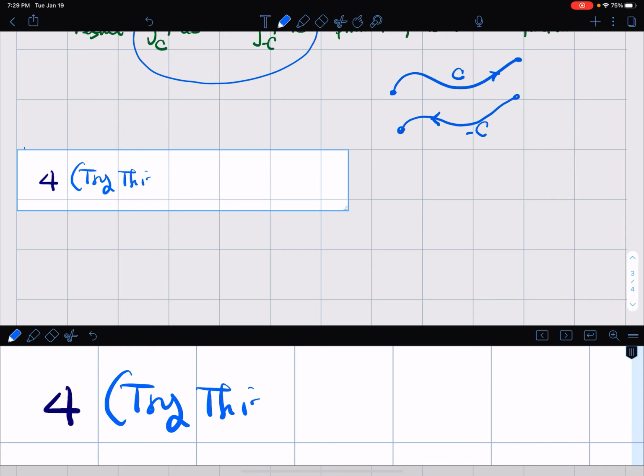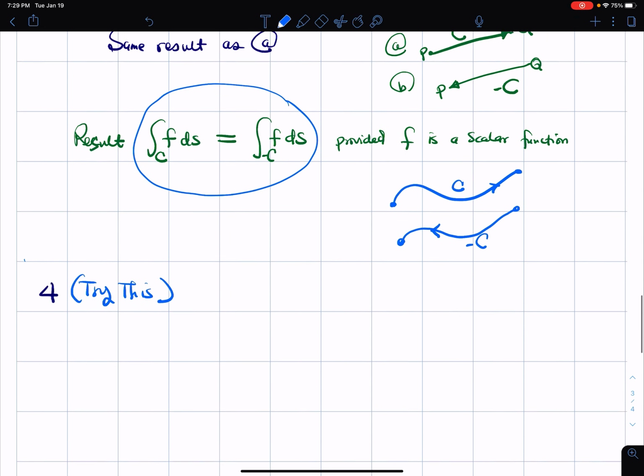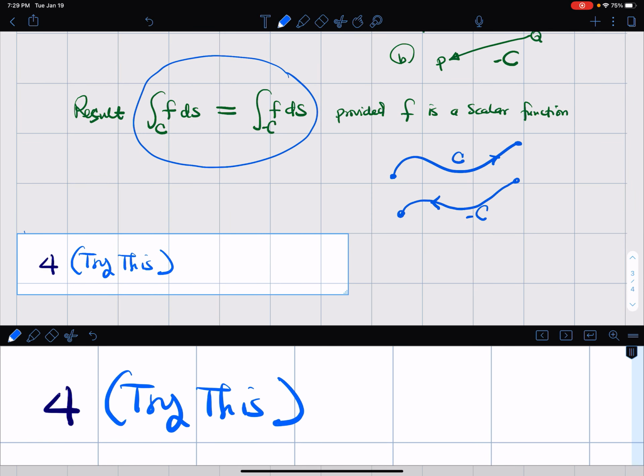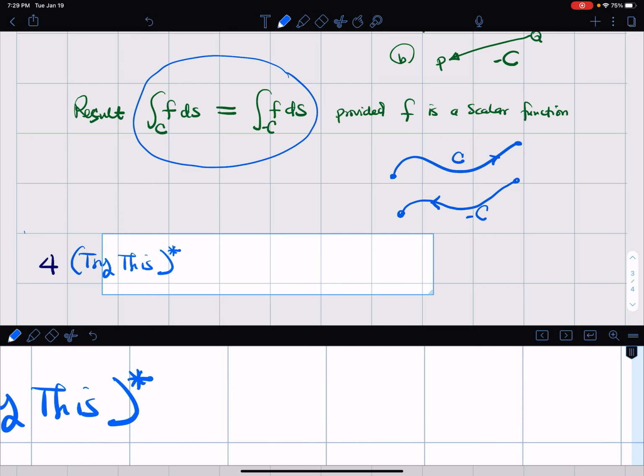You know what? This might be the quiz, but I'm not going to tell you. One of them is going to be a quiz in class. One of them. So I'm putting asterisks there. One of them will be a quiz. Try me, don't do it. And then you fail the quiz.